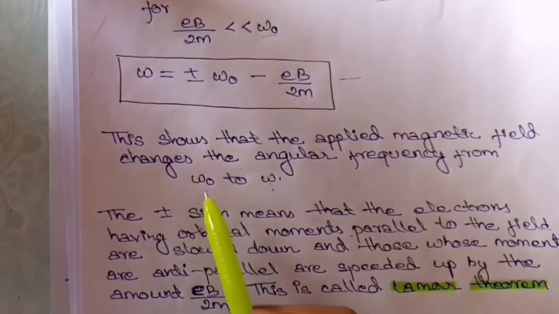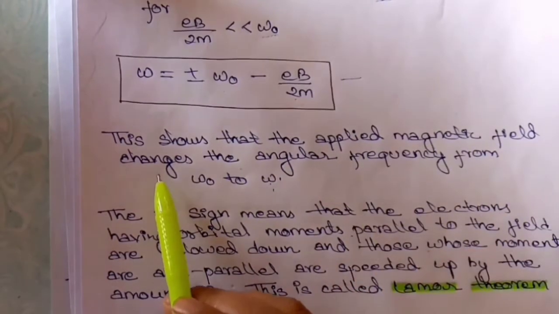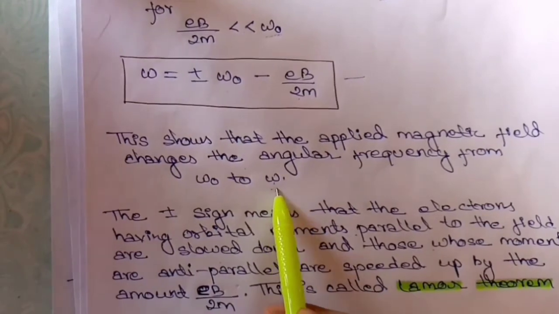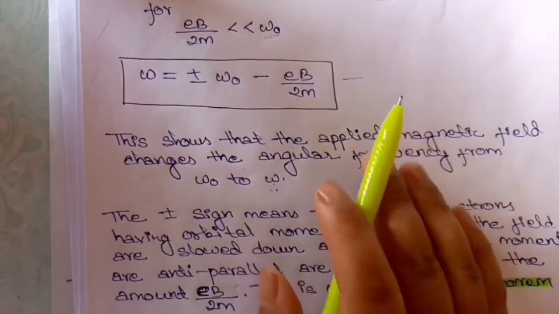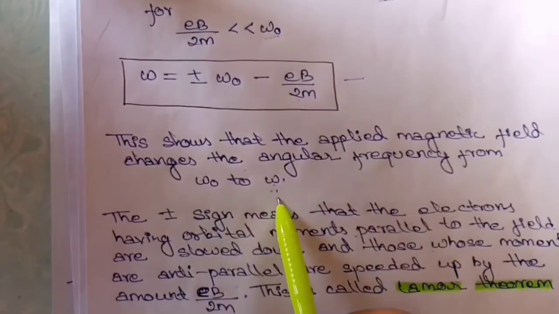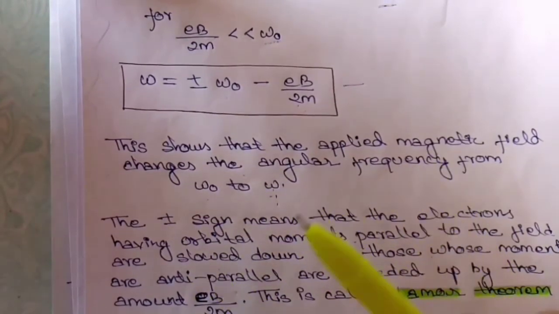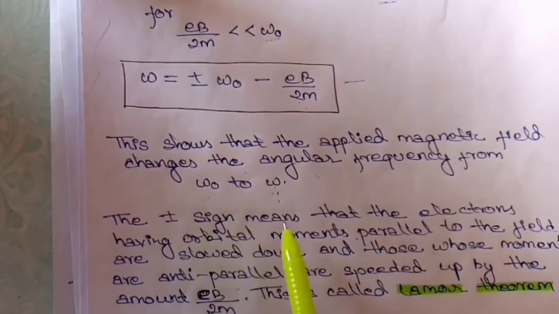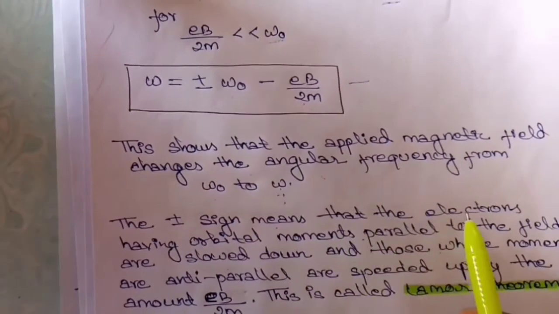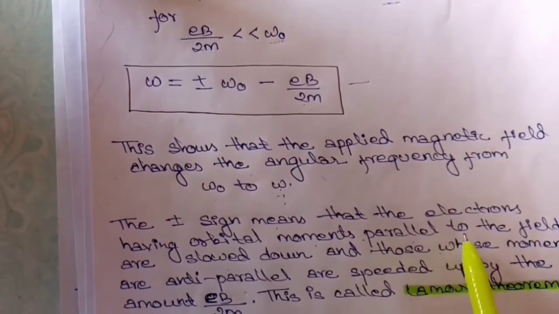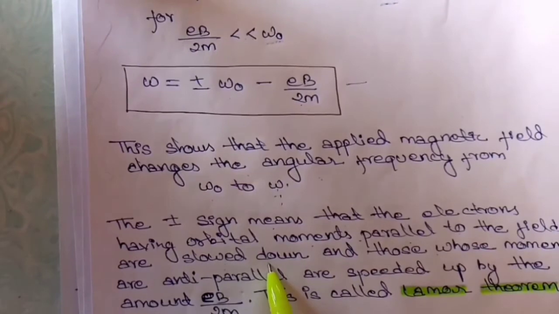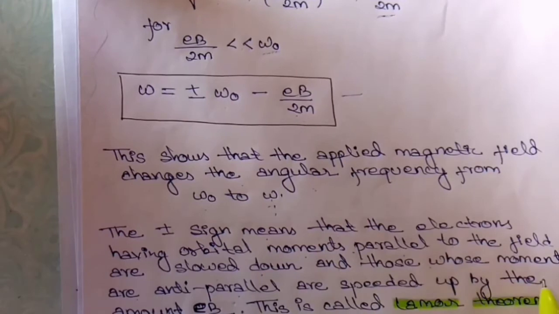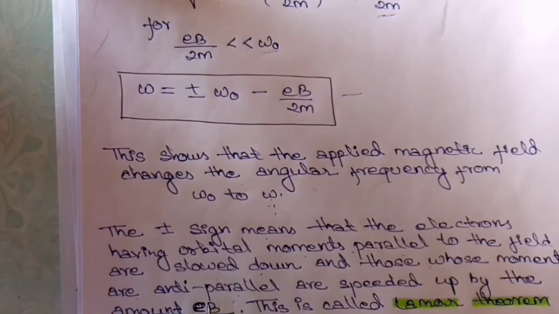So what this shows is that the applied magnetic field changes the angular frequency from omega naught to omega. The plus or minus sign in the equation means that the electrons having orbital moment parallel to the field are slowed down, and those whose moments are anti-parallel are speeded up by the amount EB by 2m.